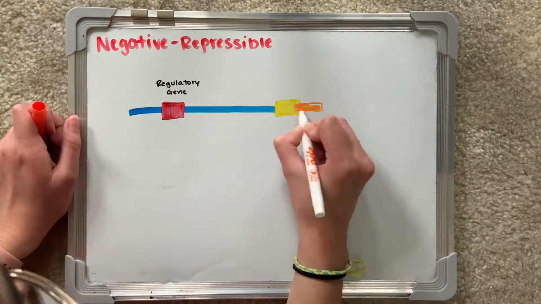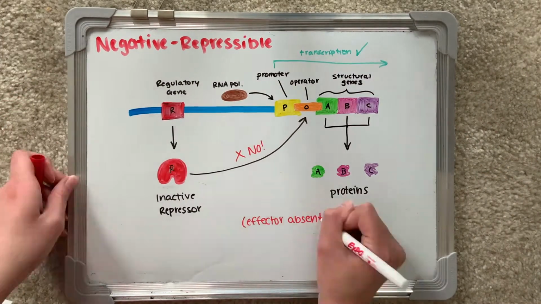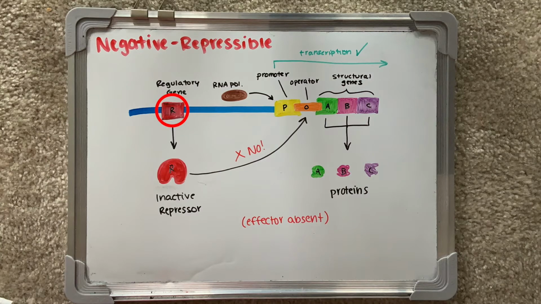Here's a diagram of an operon to show how this process works. First, a regulatory gene or repressor gene upstream is transcribed and translated into a repressor protein. Downstream, there's a promoter region that indicates the site where RNA polymerase should start transcription. There's also an operator region where the repressor protein can attach.